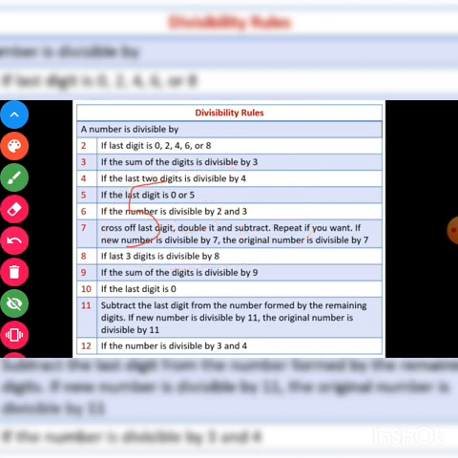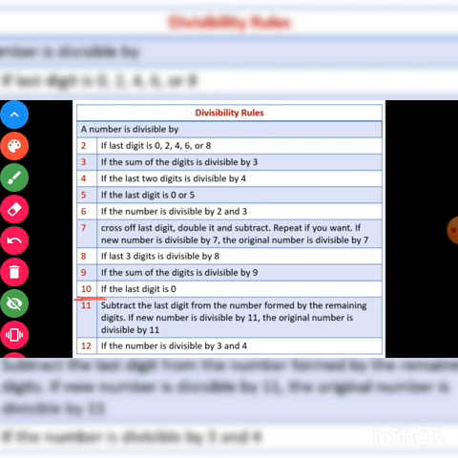So you understood how to do it? For the divisibility test of 9, what we used to do? We add the digits of the number and then we divide it by 9. And if it is completely divisible by 9, then only we say that the number is divisible by 9. Otherwise, we can't say that.